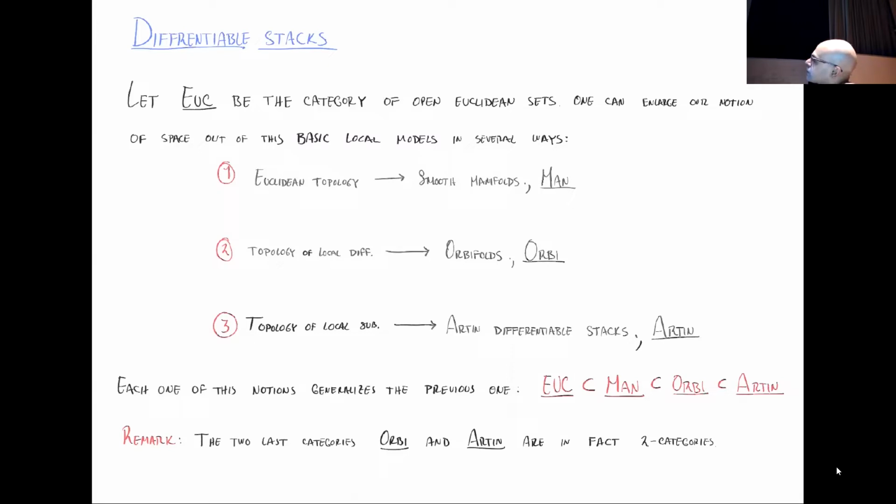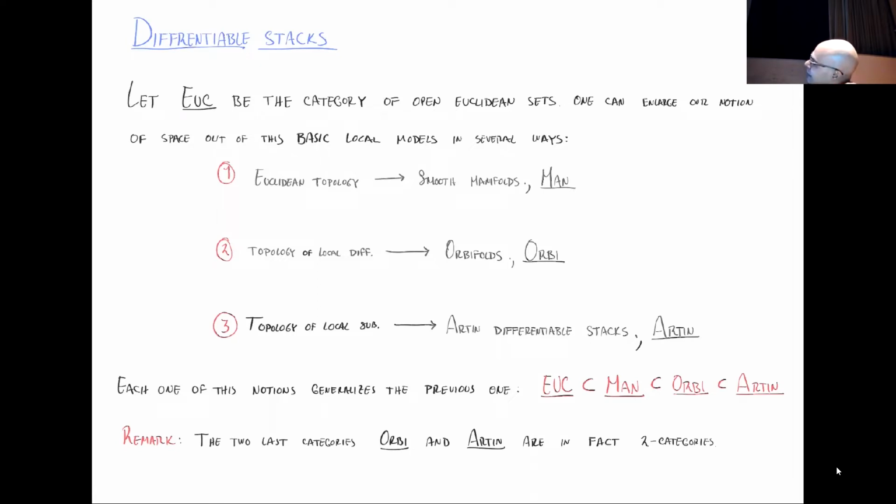For example, we can consider also the notion of locality provided by étale maps or by local diffeomorphisms. And in this case, the class of spaces that we can get by gluing Euclidean sets in this setting corresponds to the notion of orbifold. More generally, if we now consider the notion of locality given by submersive maps, by smooth submersions, then the corresponding notion of space that we obtain in this last case corresponds to the so-called Artin stacks, which is the kind of spaces that we are interested in throughout the talk.